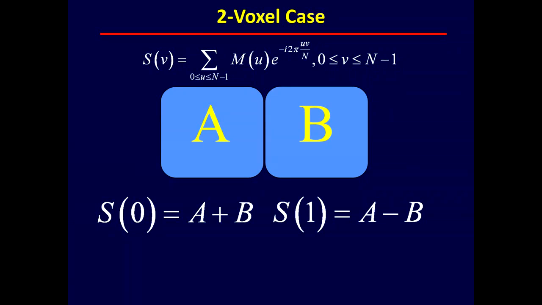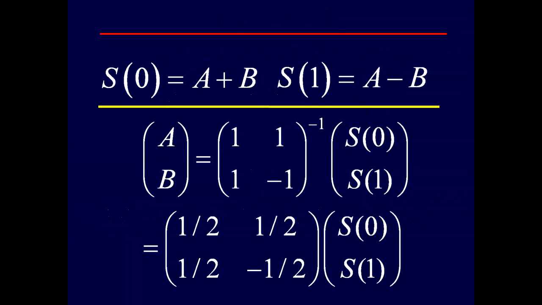It's very simple, right? So what you have is a system of linear equations, two equations, okay? Now S0 and S1 are your measured signals. You know these signals because you measured them using your coils, right? And you don't know A and B. You want to find out what A and B are, okay? You know this signal is A plus B, that signal is A minus B. So I think it's pretty straightforward to figure out what A and B are, okay?